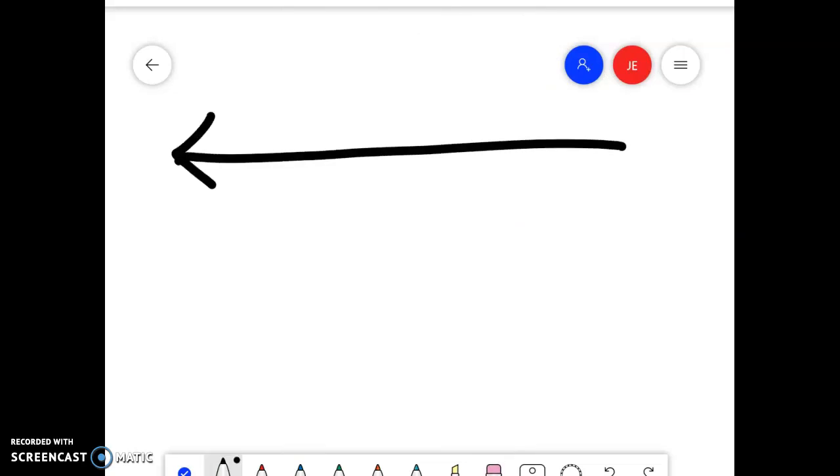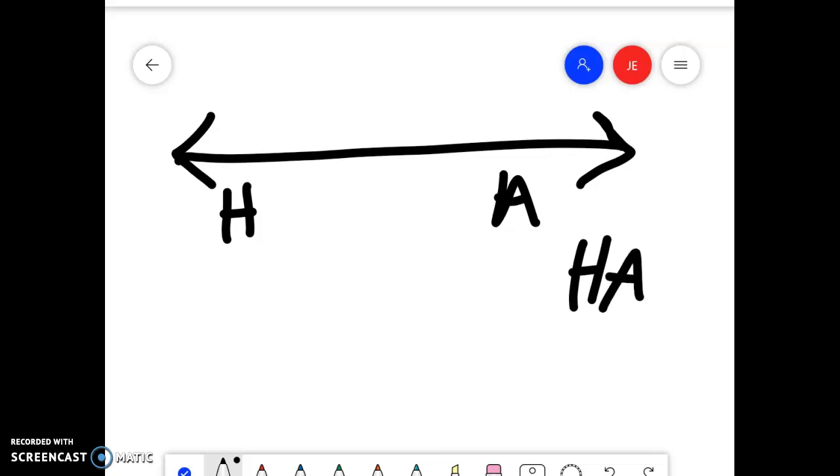We can also just have a line. And in this situation, we could have the line of HA, and it also could be called AH. So HA as well as AH, and that would be designated by the endpoints on each end to mark that it is an actual line and not a line segment.